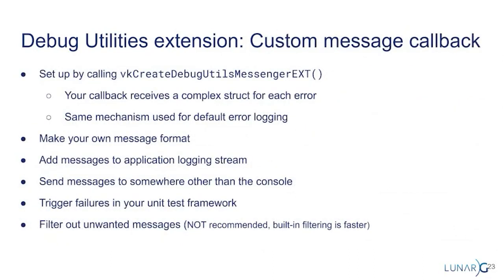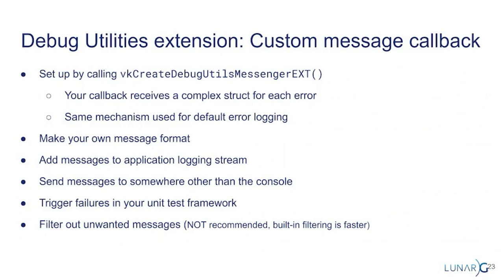And again, as I mentioned, you can have your own callback. You get all the information. This is the same mechanism we use in the default callback. So you get all the information we get. You can make your own message format because it is a pretty complicated format, and you might be able to come up with something you like better. You can add the messages straight into your logging stream so that you get your own application logging messages and the validation errors interleaved in the correct order so that you can kind of figure out where you're at.